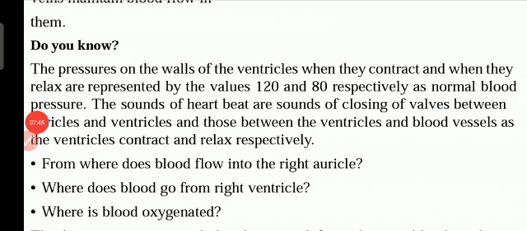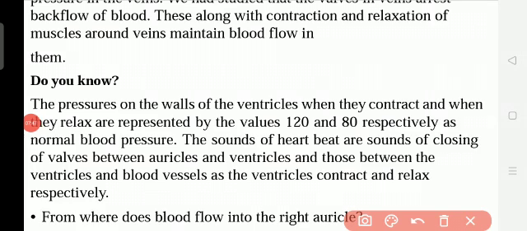The contraction of the ventricle creates a pressure that maintains blood flow in the arteries. There is hardly any pressure in the veins. We had studied that the valves in the veins arrest the backflow of blood. This, along with contraction and relaxation of muscles around veins, maintains blood flow. So which one will stop the backflow of blood? Valves of the veins.